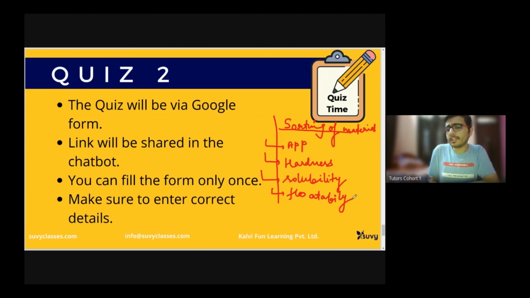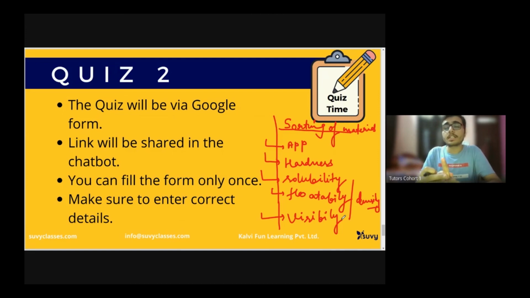Actually, floatability is a wrong term. This will be termed as density, but you will study this term density in your higher class, probably in standard 7 or 8. And then the fifth basis we have studied just now is visibility. What is the visibility through it? It can be partially visible, it can be fully visible, or it is not at all visible. If it's not at all visible, it is termed as opaque. Partially visible means translucent, fully visible means transparent.